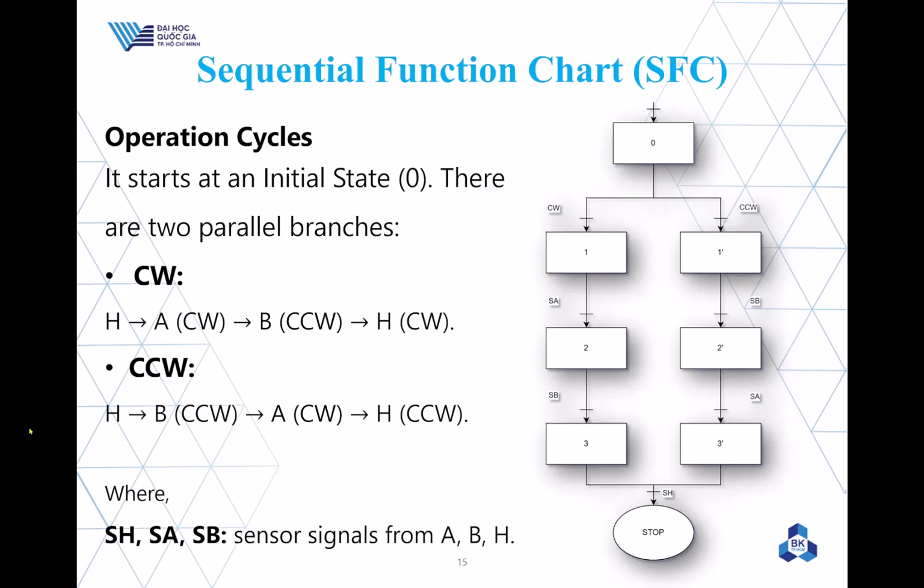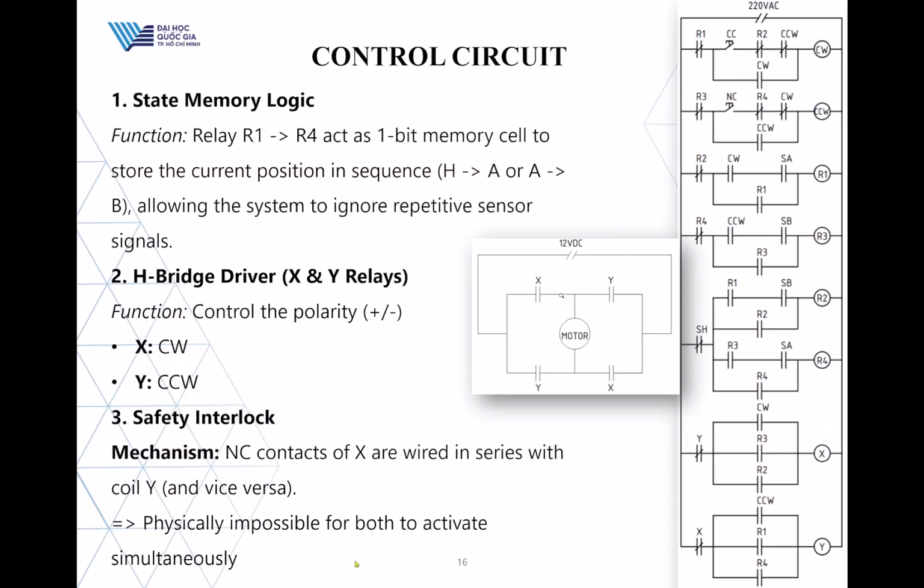This is the core logic, the SFC chart. The system must choose between the 2 branches, clockwise or counterclockwise, based on the user's initial input. To translate that into the hardware, we designed this relay logic circuit with 3 key blocks. First is the state memory with relays 1 to 4 to remember the current position sequence. Second is the H bridge, using relays X and Y to reverse the motor polarity. Finally is the safety interlock mechanism, so we wired the normally closed contacts in series in order to ensure zero shoot-through risk.